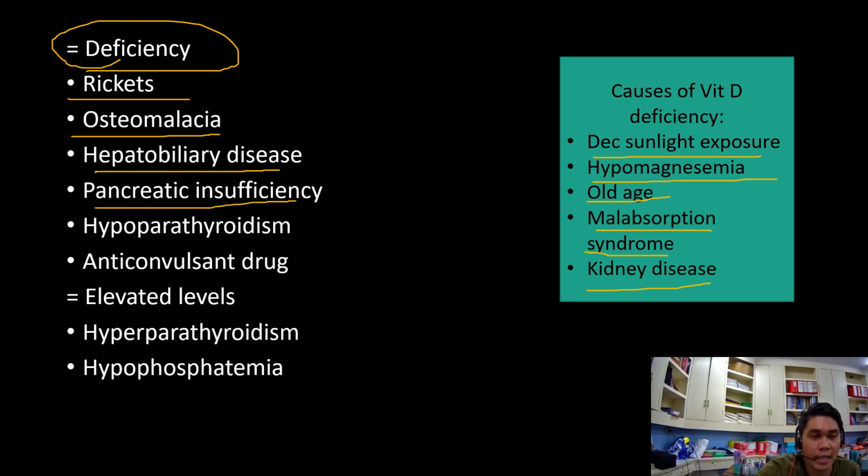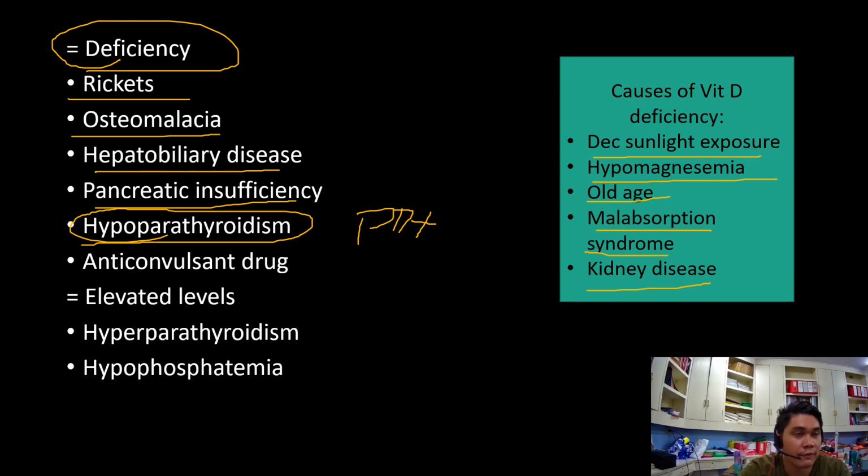So, you need your bile and pancreatic fluid to digest and absorb fats and also fat-soluble vitamins. The next is hypoparathyroidism. Regarding PTH, PTH stimulates bone resorption and the formation of active vitamin D. So in hypoparathyroidism, you have decreased PTH, decreased bone resorption and decreased formation of active vitamin D.